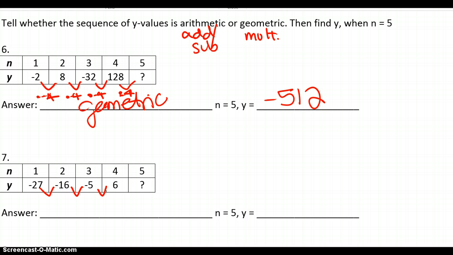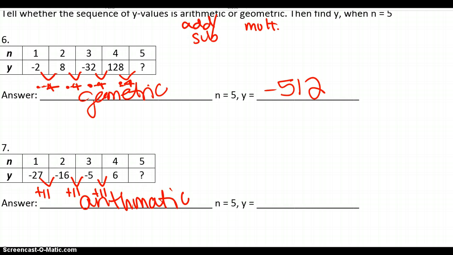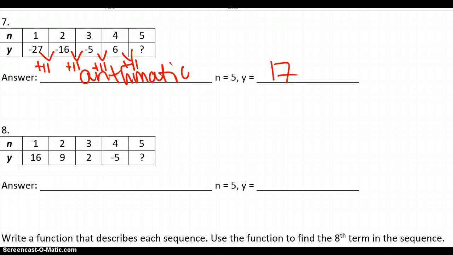This one looks like it's going to be addition or subtraction because these numbers don't look like they're going in any sort of pattern. The easiest way I feel like to do this one is to look at the lowest numbers. How do we get from -5 to 6? Well, I know I need to add 11. -27 to 16, add 11. -16 to 5, add 11. So this is arithmetic. So I need to add 11 to this term, and 6 plus 11 makes y equal to 17.